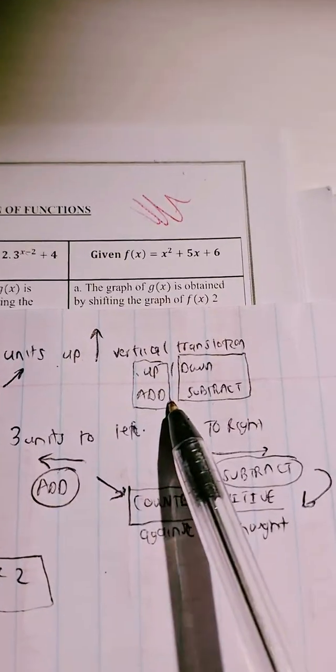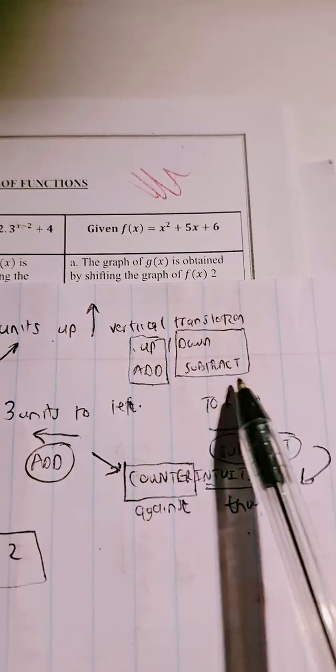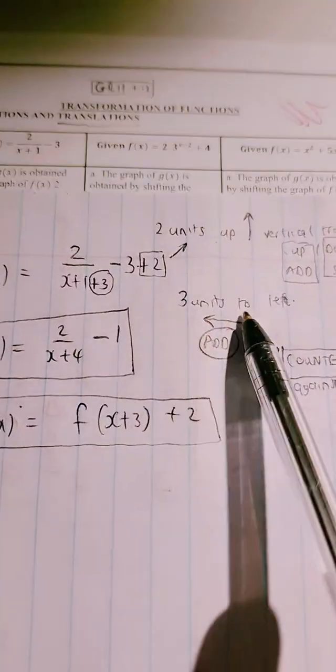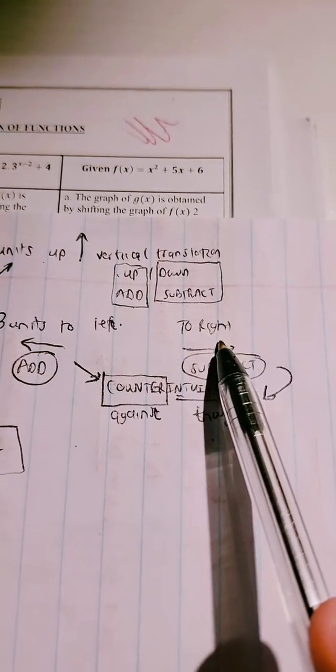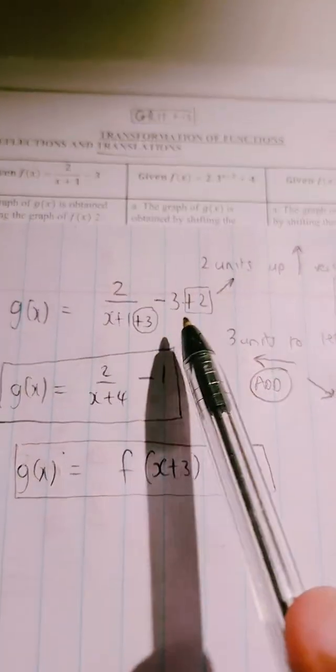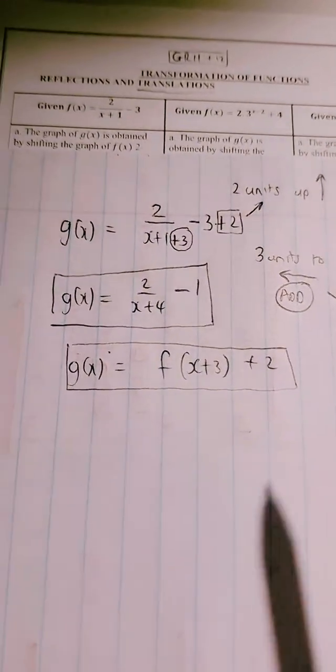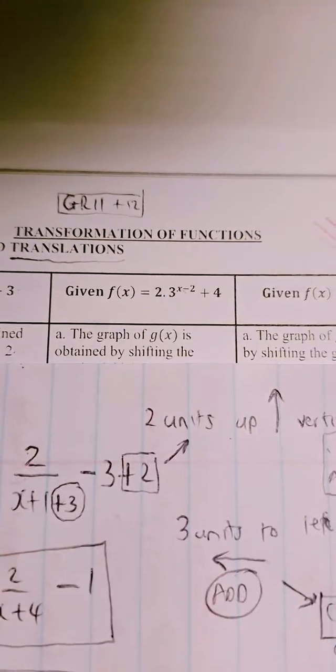Up, we add to q. Down, we subtract from q. Left, we add to p. To the right, we subtract from p. Let's never forget that. Let's move on to another function.